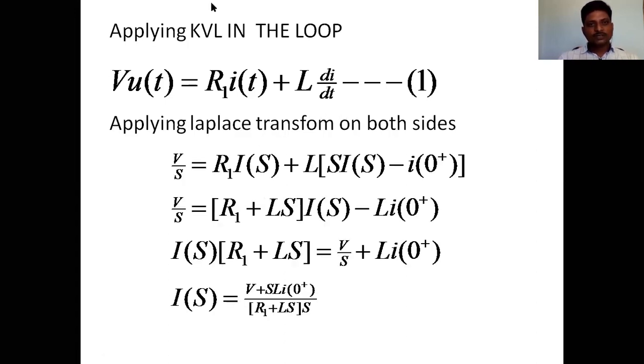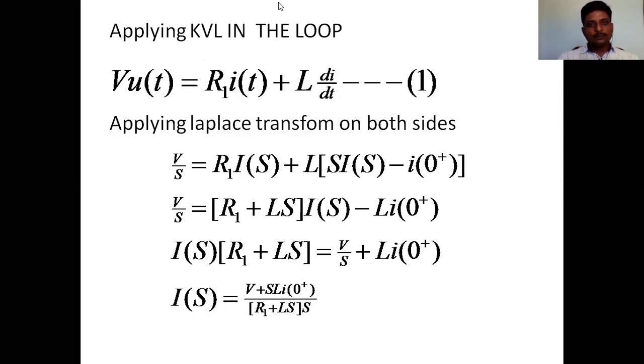If you apply Laplace transform on both sides, V into u(t) can be written as V by s. Next, R1 into I(s) plus the Laplace transform of L into di/dt, which is L into s into I(s) minus i(0+), where i(0+) is the initial current flowing through the inductor. Here you have to understand that we have not assumed zero initial current. First we need to find the initial current flowing through the inductor, and substitute that value in place of i(0+). It cannot be 0.